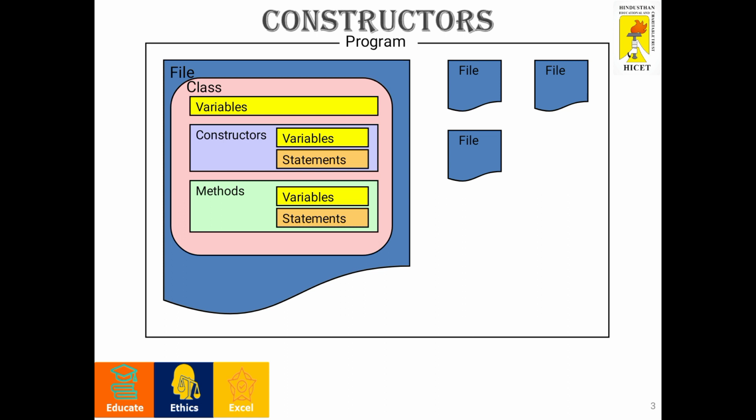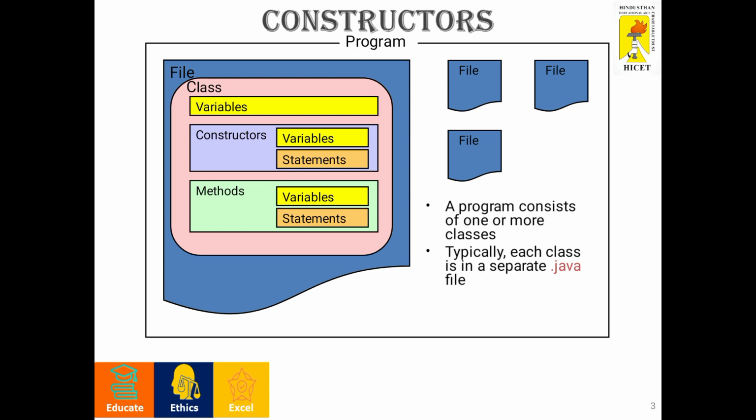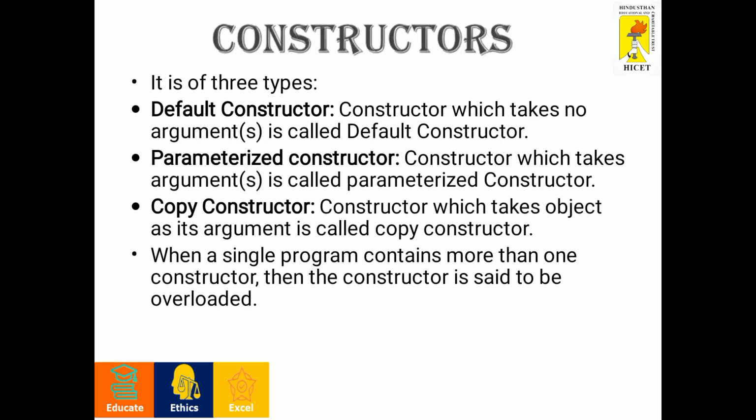And this is the programming structure of a Java program. The class can have variables, constructors and methods. Similar to methods, constructors can have variables and statements. There are three types of constructor: default constructor, parameterized constructor and copy constructor. Java supports the default constructor and parameterized constructor directly, and indirectly it supports the copy constructor.